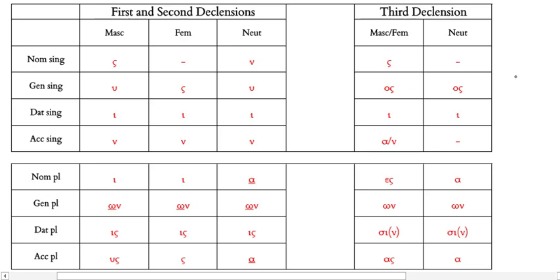What does that mean? What is that? What does that dash mean? No case. There isn't a case ending. Or, to put it another way, the case ending is 0. There is no case ending. That is a case ending, to have no case ending.